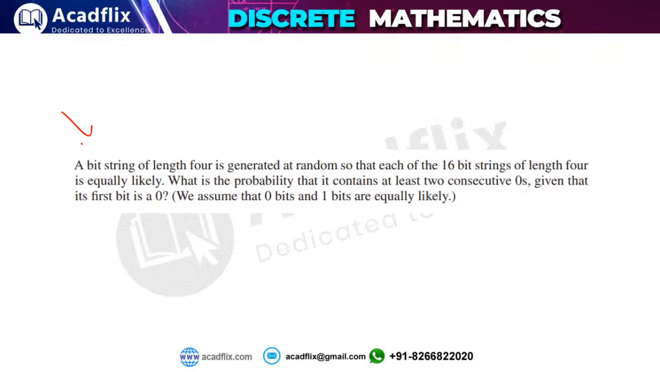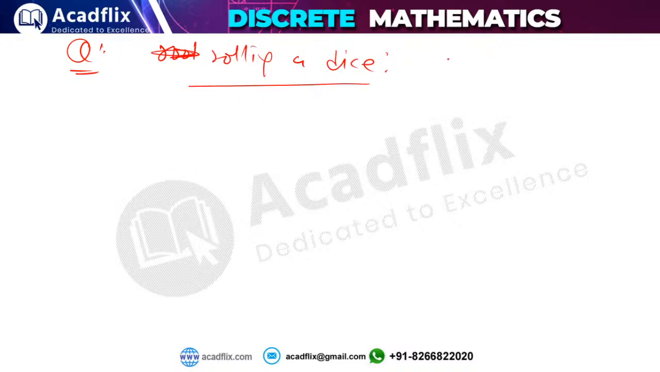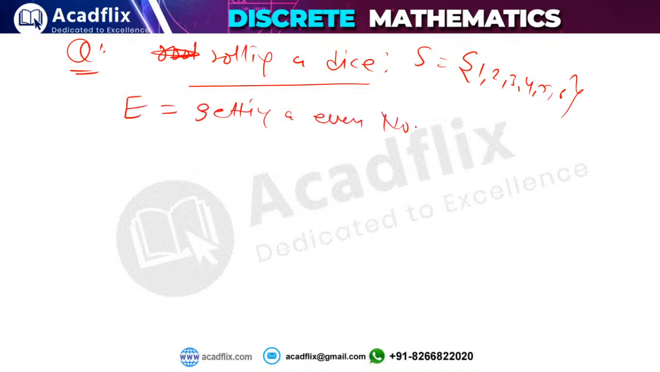Before I take this example, let me take my own example. Let's assume you are rolling a dice. Then what is the sample space? The sample space you already know: 1 2 3 4 5 6. Now what is your event E? Event E is getting an even number. What is your event F? Event F is getting a prime number.